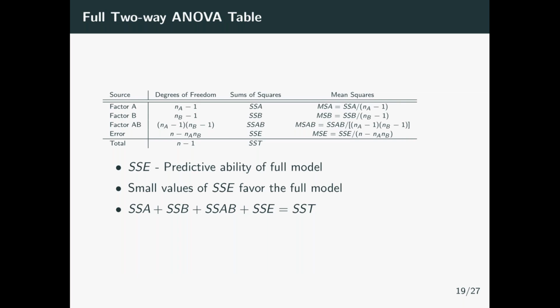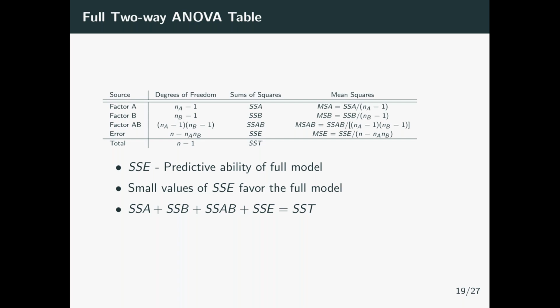And all we've done for the full two-way ANOVA table is add another row associated with the interaction term. It also has the degrees of freedom, which is the product of the degrees of freedom for A and the degrees of freedom for B, which, since all the degrees of freedom for each row have to add up to the total degrees of freedom, modifies the error degrees of freedom, you'll notice.